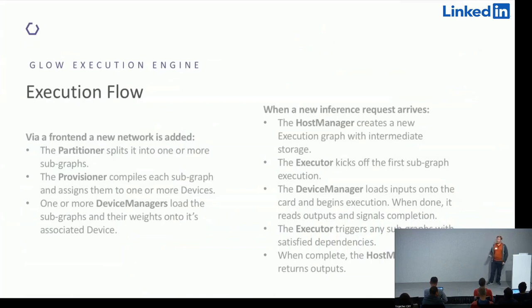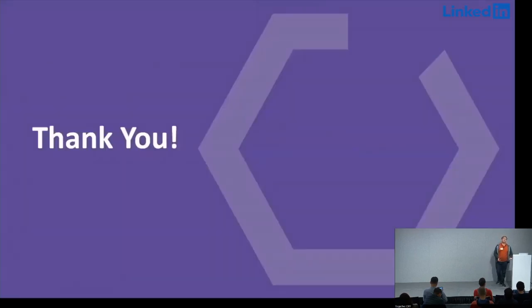We then wait for an incoming inference request. The host manager creates an execution graph with the intermediate storage to hold intermediate results and hands that off to the executor, which kicks off any subgraphs that have no outstanding dependencies. And it does this by calling into the device manager, which loads the inputs, kicks off execution on the card, copies the outputs back, and signals to the executor that that piece is done. And the executor continues to walk all of the subgraphs until every subgraph has been completed, at which point it signals back to the host manager that we're done, and we can return the results back up the stack.